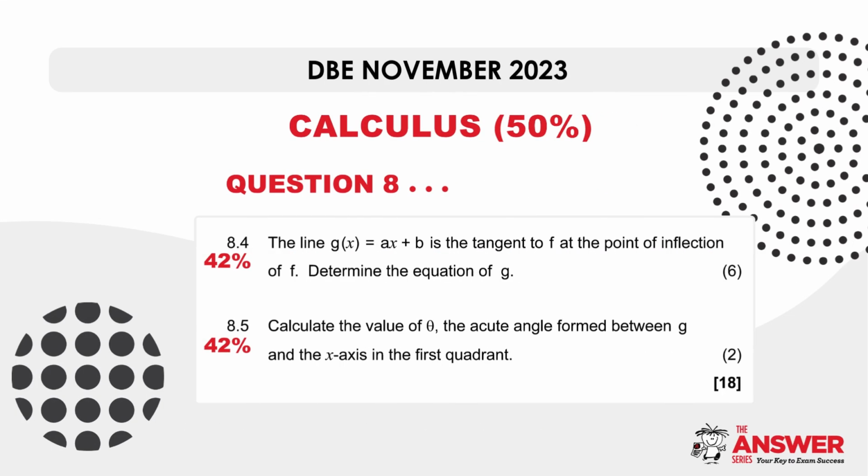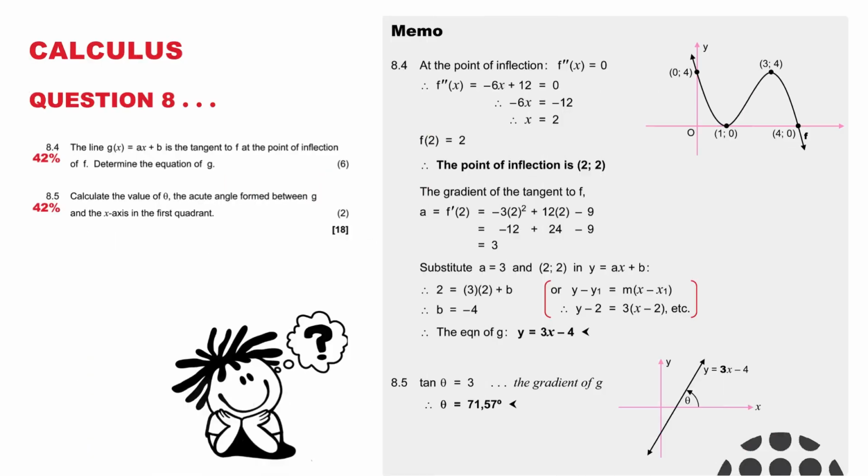Questions 8.4 and 8.5 both had an average achievement of 42%. In 8.4, learners had to determine the equation of g, and 8.5 was a nice integrated question where they had to find the value of theta. Here are the memos for these two questions. You're welcome to pause and take a moment here.